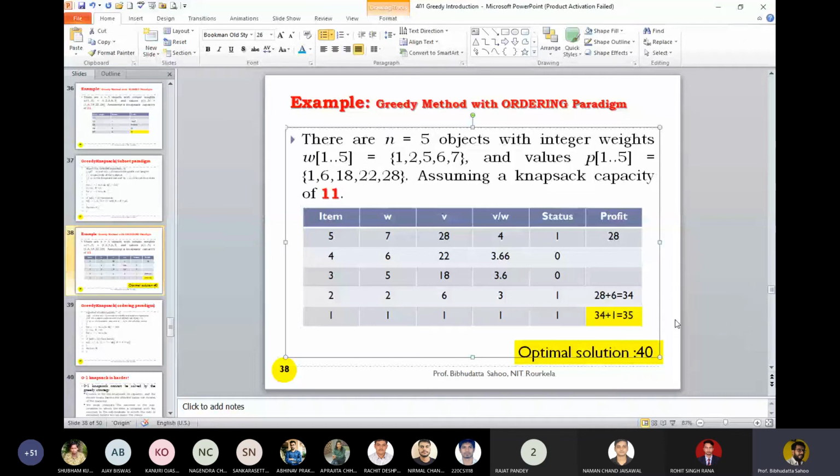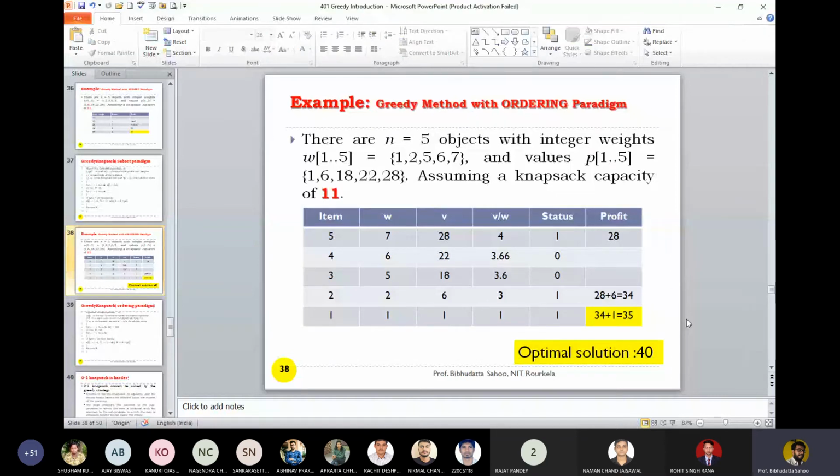But if you look into the problem with a good guess, you can calculate the optimal solution is 40. This is just an example. We tried with the subset sum paradigm. We tried with the ordering paradigm, a simple 0-1 knapsack problem, but we are not able to produce the optimal solution.